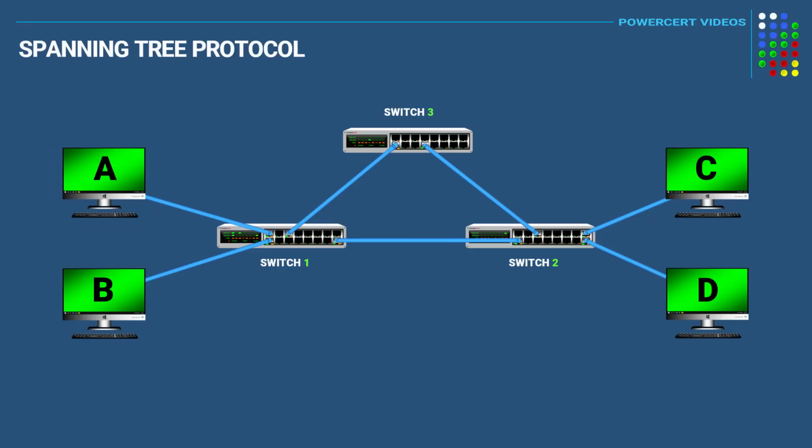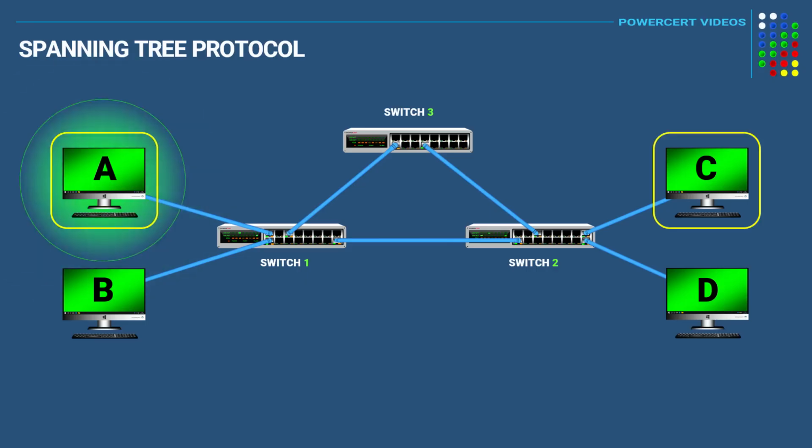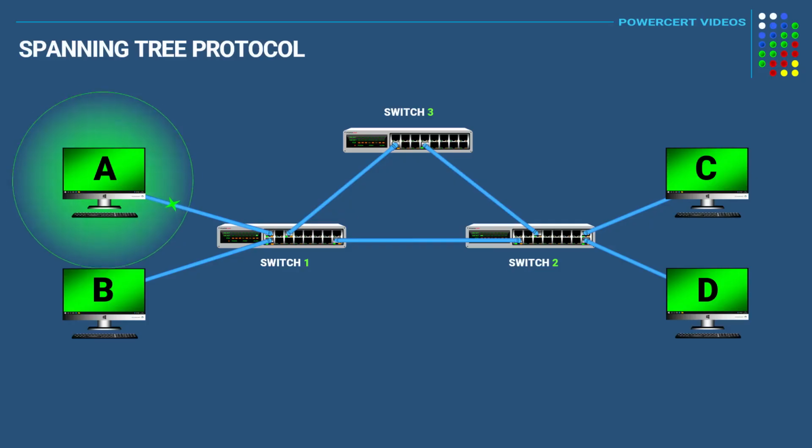So for example, as I stated before, whenever a computer wants to communicate with another computer, it first has to send a broadcast frame out on the network to find the computer it wants to talk to. So if computer A wants to talk to computer C, computer A will send out a broadcast frame to the switch it's connected to, which is switch 1. And remember, switches will always forward broadcasts to every device that's connected to it.